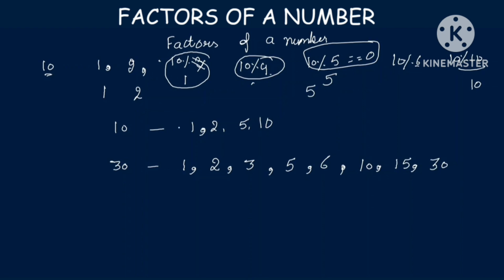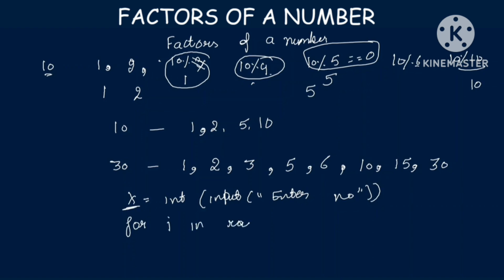Hence we will write it using a for loop. Now first we will take the data from the user. How will we write it in programming terms? x is equal to int(input("Enter the number")). Then we take one variable i in the range function: for i in range(1, x+1), because factors start from 1. So 1 comma x plus 1.